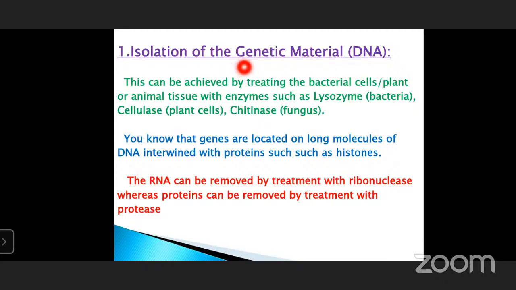In the case of prokaryotic cell, the nucleus is poorly developed. At the place of the nucleus, only genetic material DNA is present. This isolation is achieved by treating the bacterial cell, plant cell or animal cell with enzymes such as Lysozyme in the case of bacteria, Cellulase in the case of plant cell, Chitinase in the case of fungal cell. The enzyme used for the digestion of the cell depends on the type of the cell.